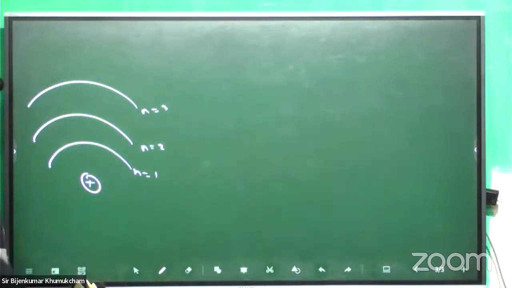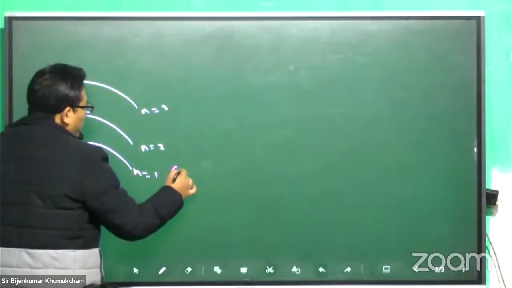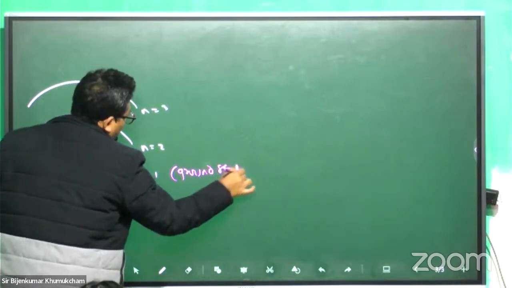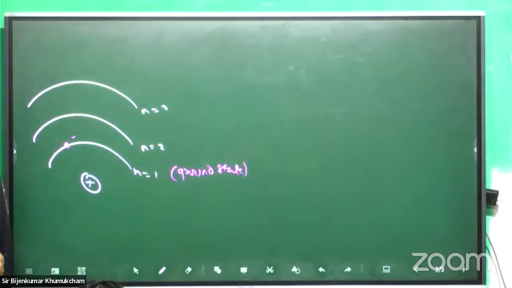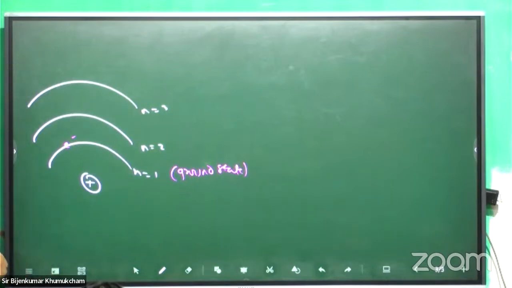So suppose the electron is in the ground state, where n equals 1. Ground state. Here n equals 1 is the principal quantum number. What is the other name? The shells: K shell, L shell, M shell.